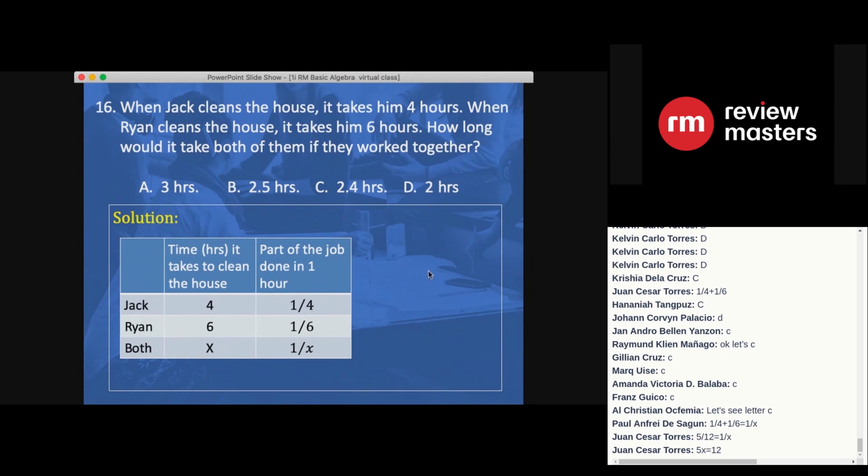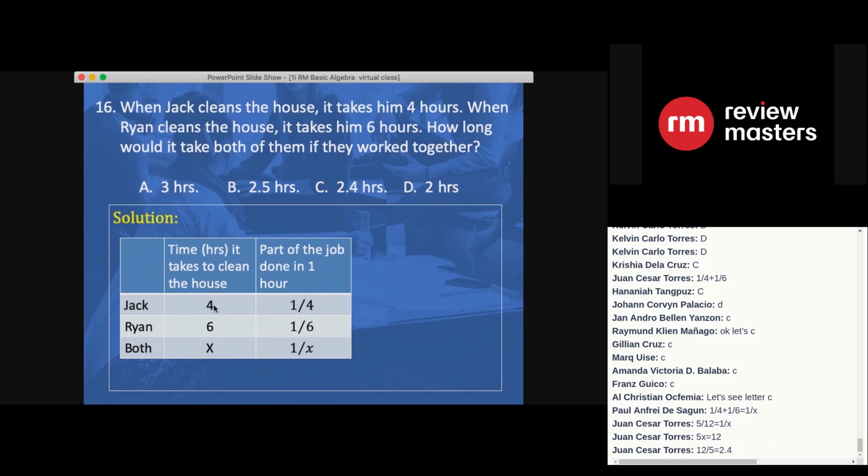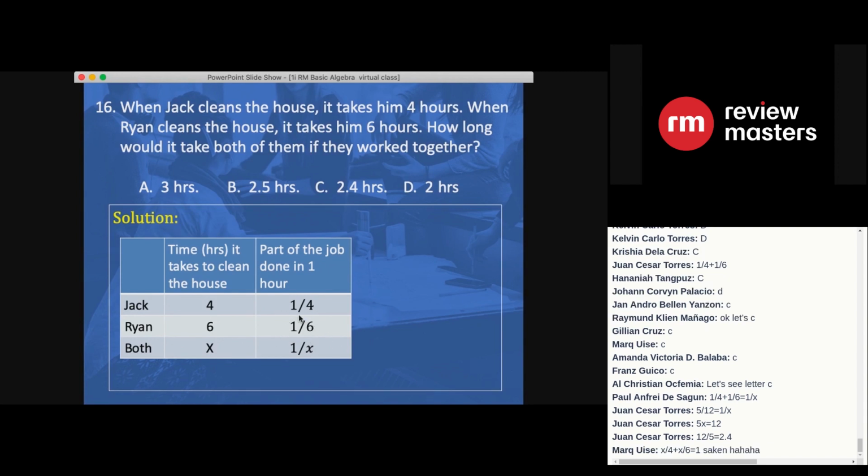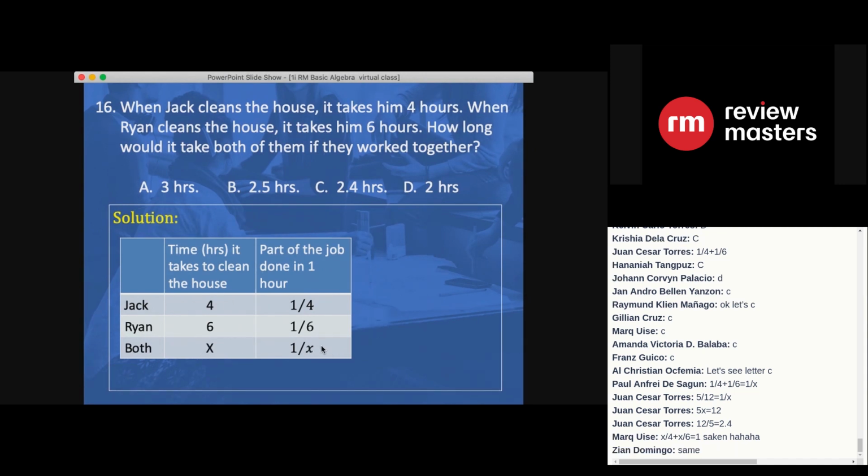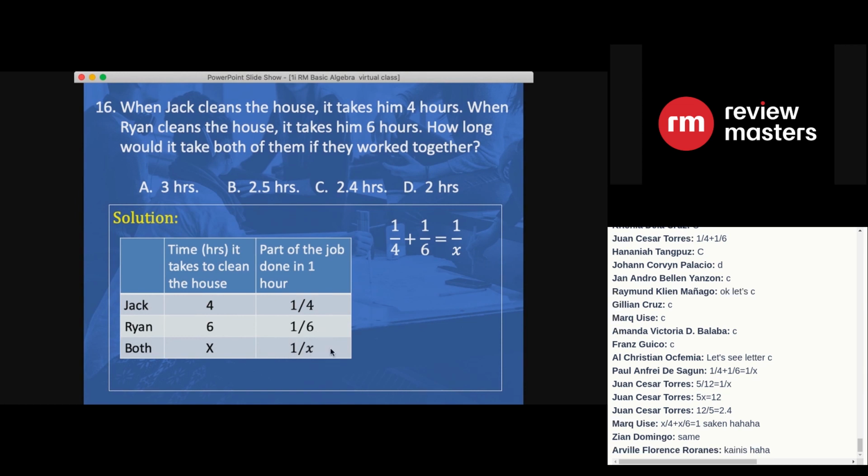Okay? So part done in 1 hour is 1/4. Okay? Si Ryan, 6 hours para linisin ang bahay. So yung part of job in 1 hour is 1/6. So both, hindi natin alam. This is what we are looking for. At in 1 hour, that is 1/x. So 1/4 plus 1/6 is equal to, pag pinagsama mo itong dalawa, ito yung part done nila in an hour.